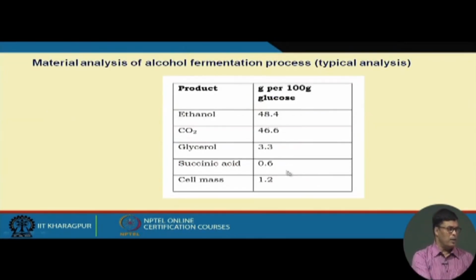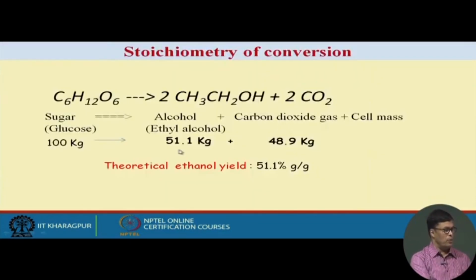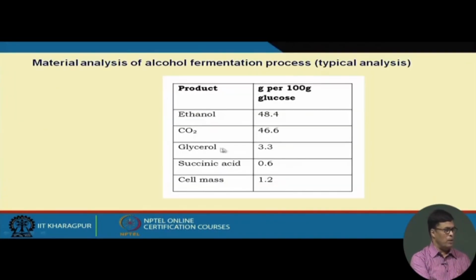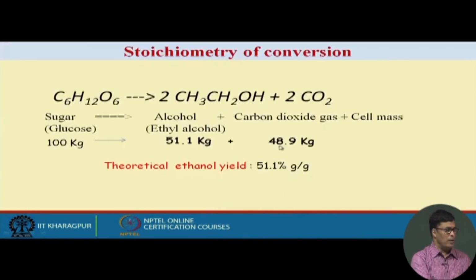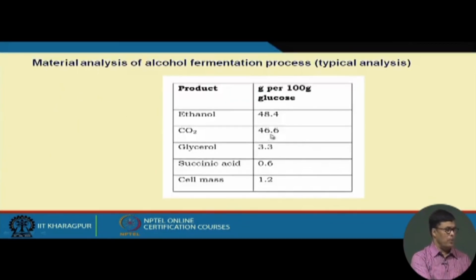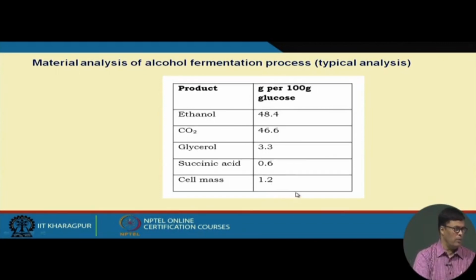Now, a typical analysis of the fermentation product is given here, the material analysis of 100 grams of glucose. You can see stoichiometrically it is 51.1, but in actual practice we get a smaller amount of ethanol, 48.4. Likewise, instead of 48.9 for carbon dioxide, here we have 46.6, glycerol 3.6, succinic acid 0.6, and cell mass. Besides that, it produces fusel oil. Fusel oil is nothing but the higher alcohols that are also produced during this fermentation process.